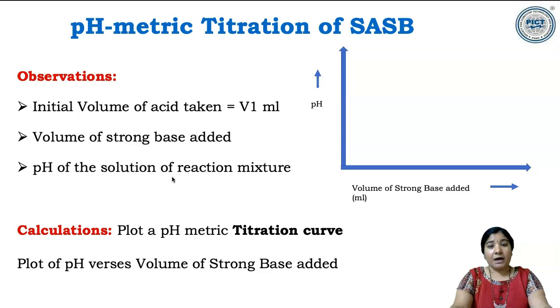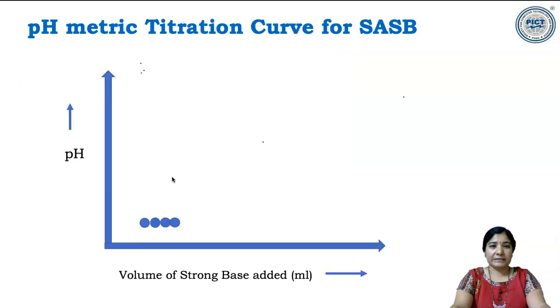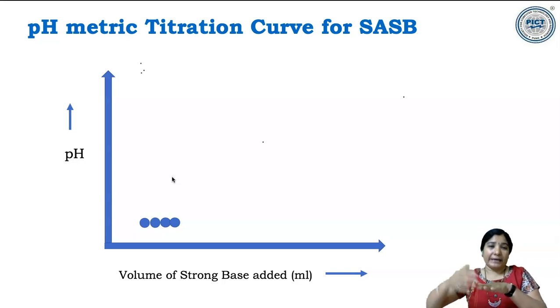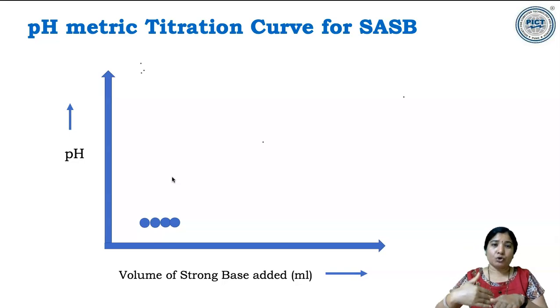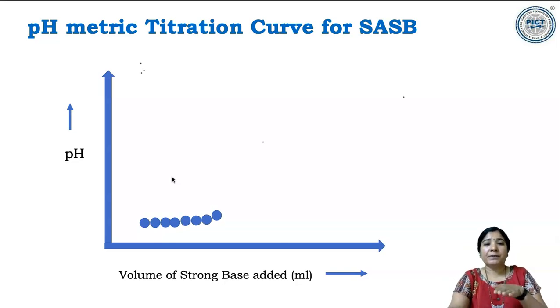So let's see how the pH varies when we add the strong base to that strong acid. Initially the pH will be very low because it's a strong acid, so the value of pH will be less. But as you go on increasing the addition of strong base, the pH will increase slowly.